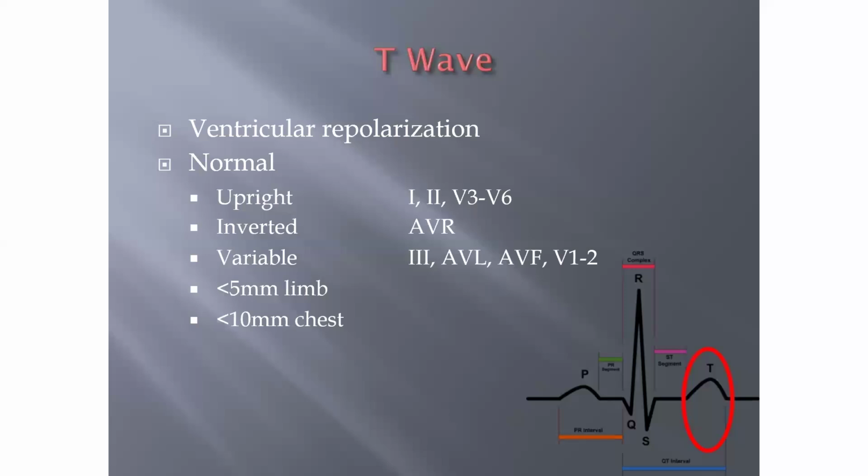Of course, we said as we were starting it is the ventricular repolarization. It should be normal, upright in leads 1, 2, V3, and V6. It is inverted in the aVR lead. Of course, it is variable in lead 3, aVF, and leads V1 to V2. It should be less than 5 millimeters in limb leads and less than 10 millimeters in chest leads.